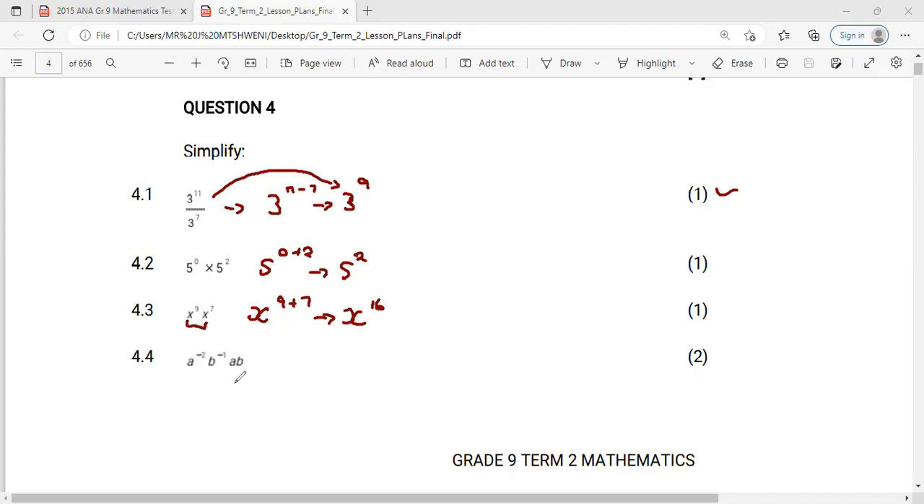Then we come to the next one, 4.4, whereby it's a to exponent negative 2, b to exponent negative 1, and a multiplied by b. Here there's a 1 and a 1, but they haven't been displayed. So what do we do? We multiply according to the variables. The variables that are the same, they multiply each other. So we're going to take a, multiply it with this one, because there's multiplication all over. So it's a multiplied by that one, which is going to be what?